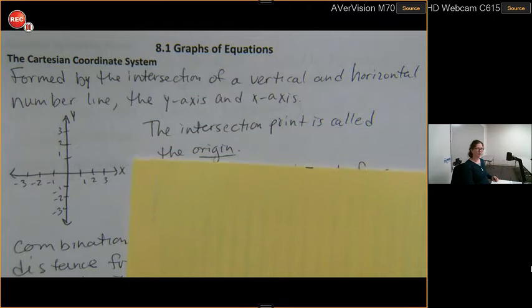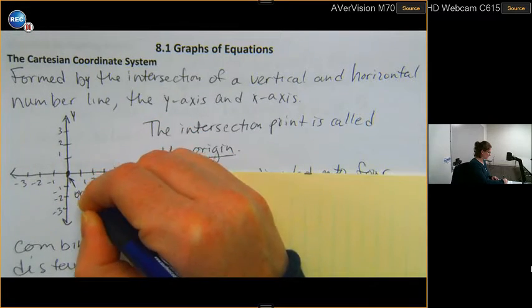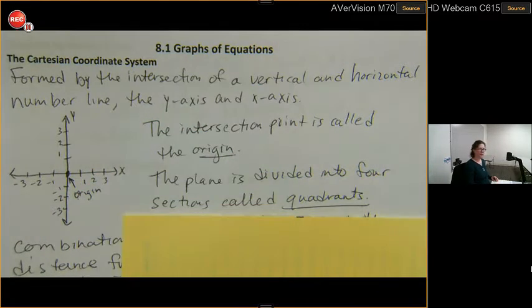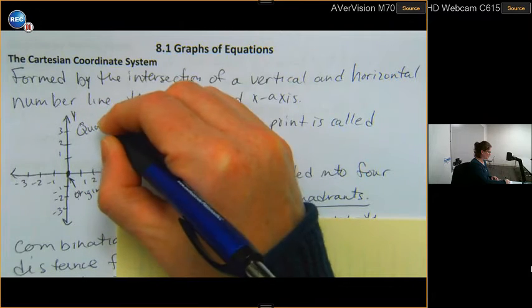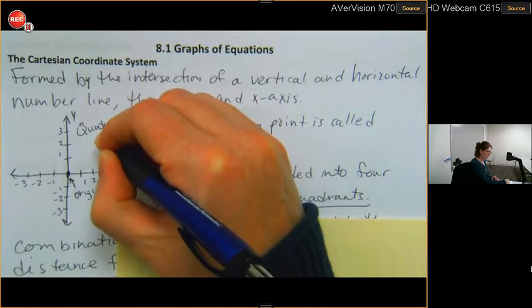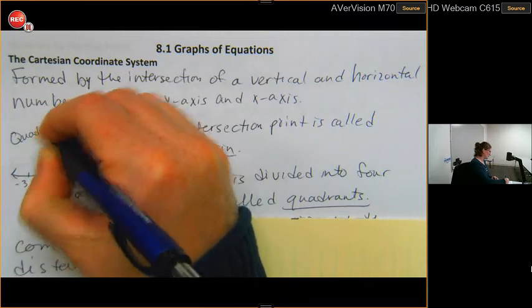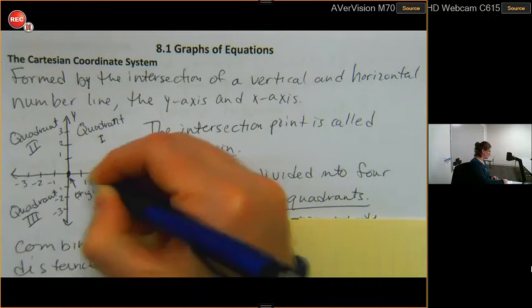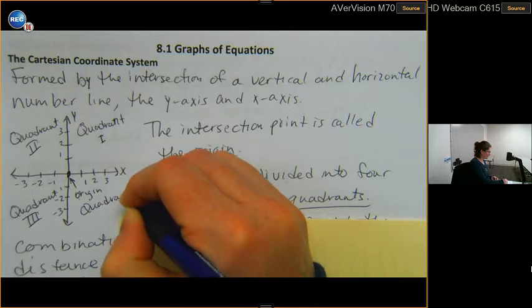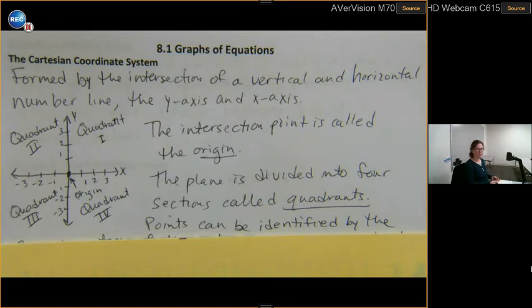The intersection point is called the origin, so that point right there. The plane is divided into 4 sections called quadrants. So in the top right is where we start, and that is quadrant 1. And then we go counterclockwise, quadrant 2, quadrant 3, and quadrant 4.